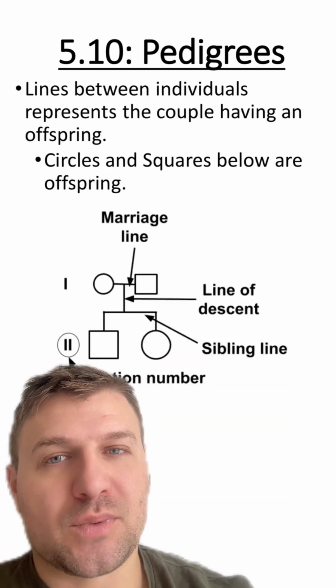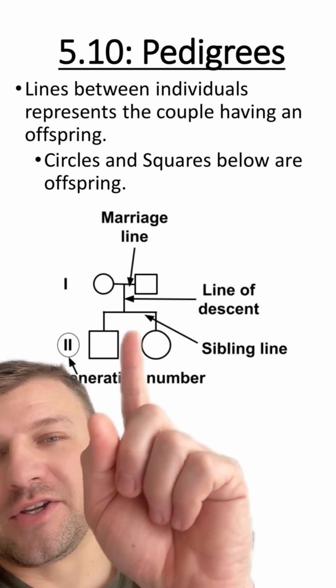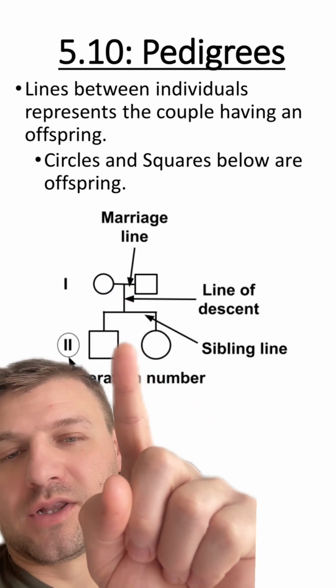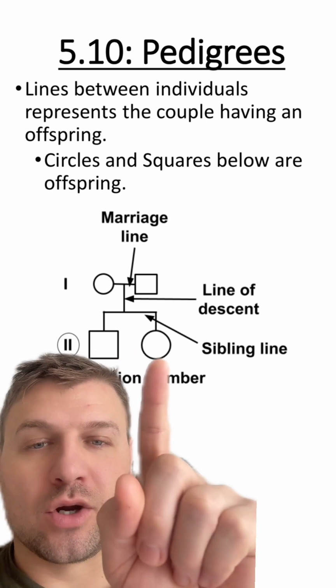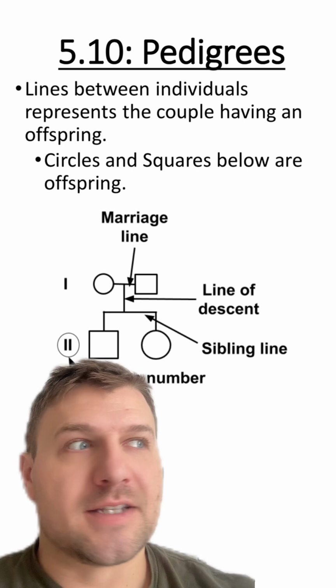Now, lines between individuals are going to represent that couple having offspring. In this pedigree, you can see a line between these two individuals, and then the children below are their offspring. So that means they had a boy and a girl. Typically, we call these marriage lines, but they obviously don't have to be married to have kids.